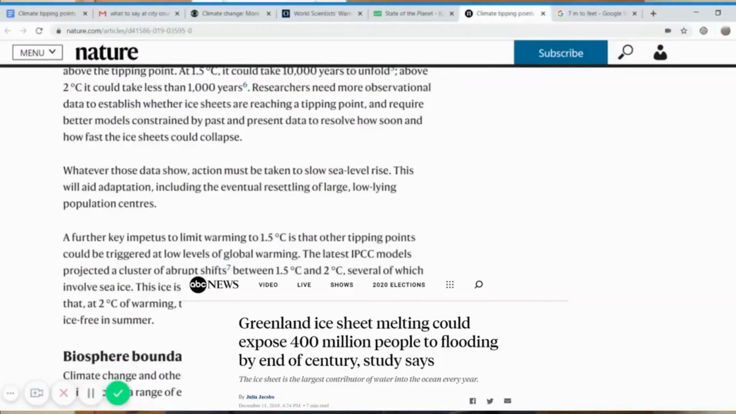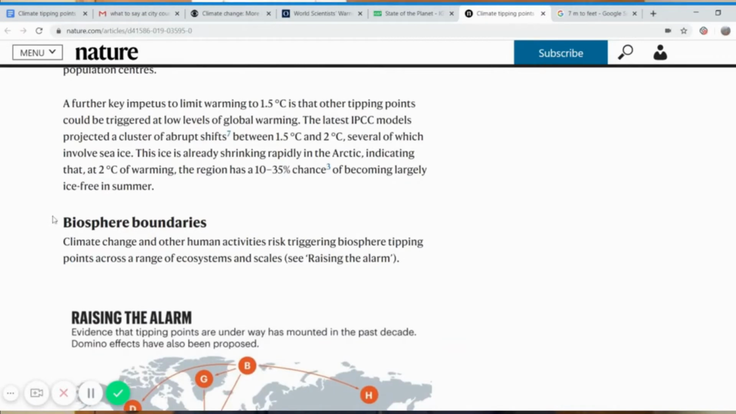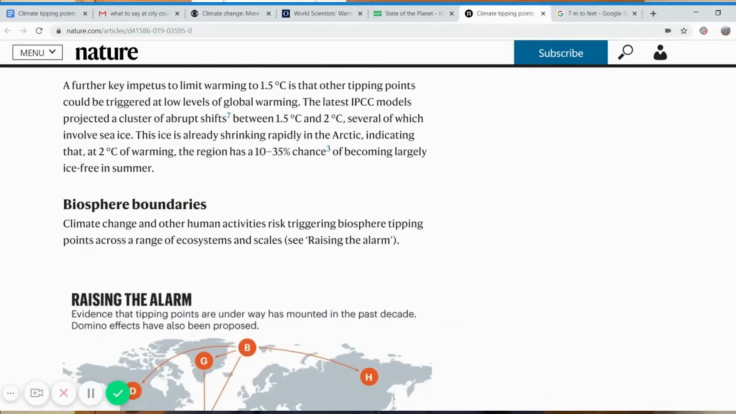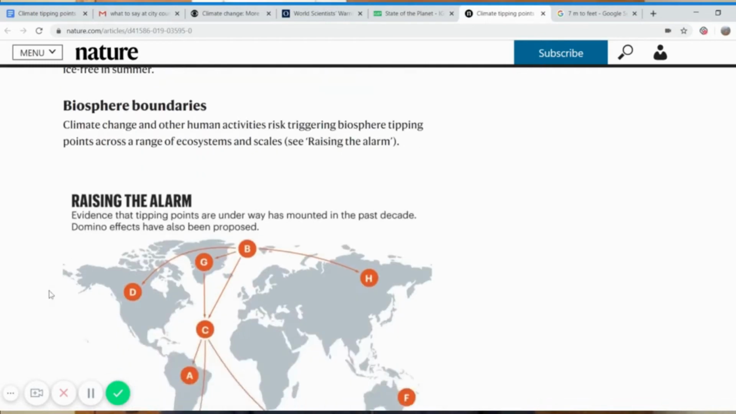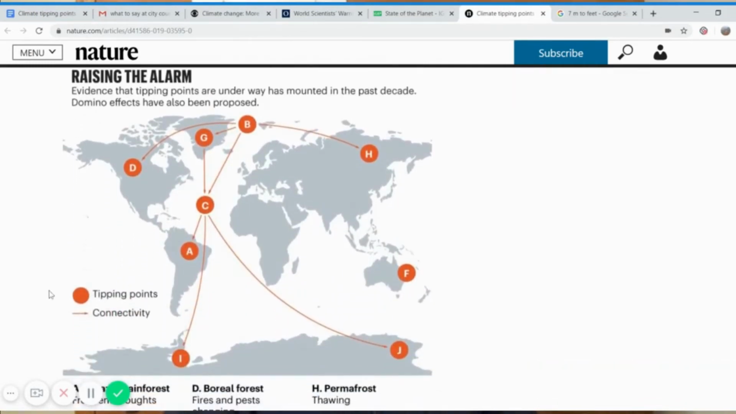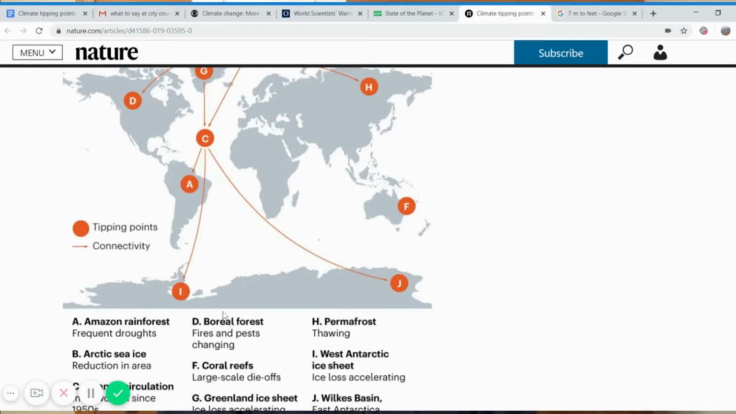As they say here, action must be taken to slow sea level rise. This will aid adaptation, including the eventual resettling of large, low-lying population centers. Biosphere boundaries. Climate change and other human activities risk triggering biosphere tipping points across a range of ecosystems and scales. See Raising the Alarm, this graphic down below, which shows a bunch of different tipping points and how they are interconnected. For example, boreal forests, which is all of the forest fires that we've been seeing here in North America, and permafrost thawing, which is the scariest tipping point / feedback loop that I'll get to in a minute.